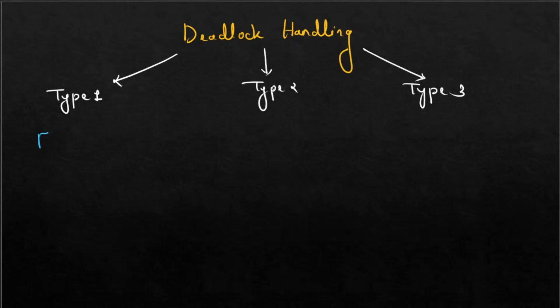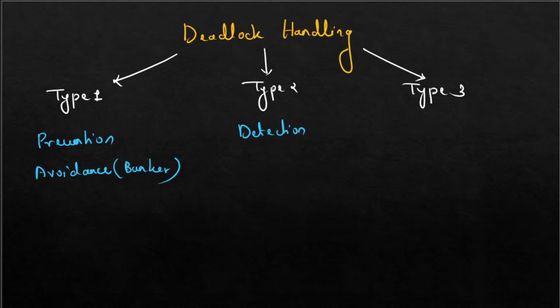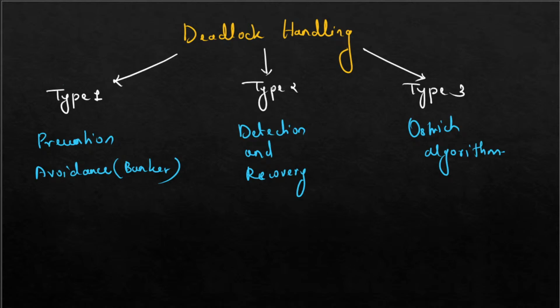Type 1 is prevention, avoidance, and here we will learn banker's algorithm. After that type 2 is, yes, we have detected the deadlock, and after that we will look for its recovery. And third is the ostrich algorithm, where we know that the problem is there, still we will not care, we will hide. What an ostrich does, if some problem is there in front of it, it puts its head inside, thinking that there is no problem because it cannot see now. So that is what the ostrich algorithm is.